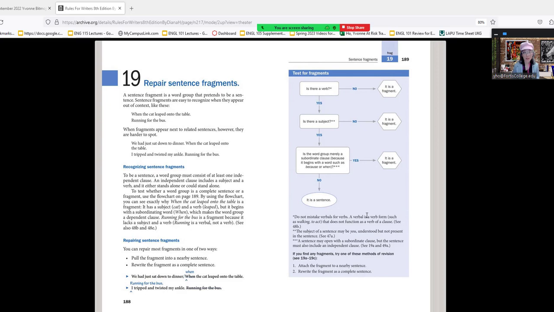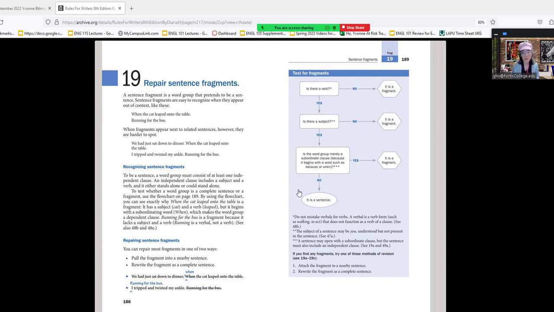So, repairing sentence fragments. You can repair most fragments in one of two ways. Pull the fragment into a nearby sentence. Rewrite the fragment as a complete sentence. So here you could say, we had just sat down to dinner when the cat leaped onto the table. And so here you would attach the fragment onto another sentence. Running for the bus. I tripped and twisted my ankle. So here you would attach this running for the bus with another sentence.